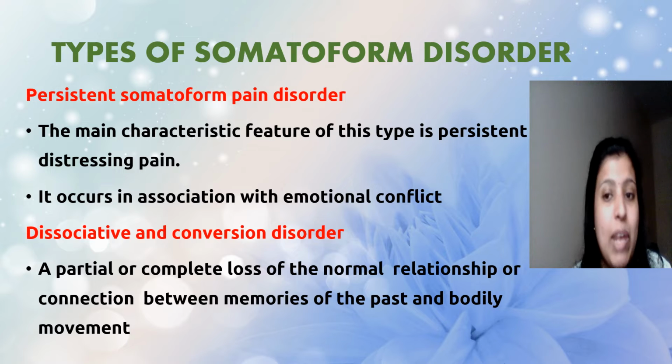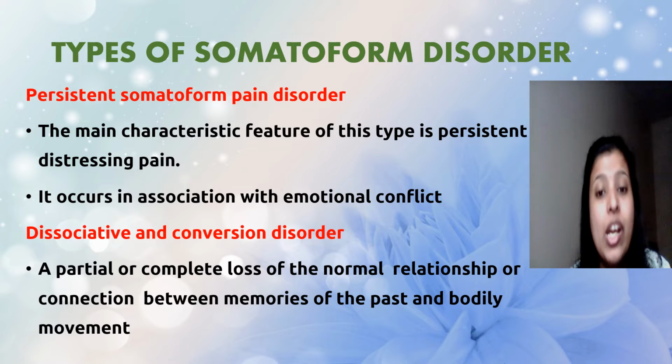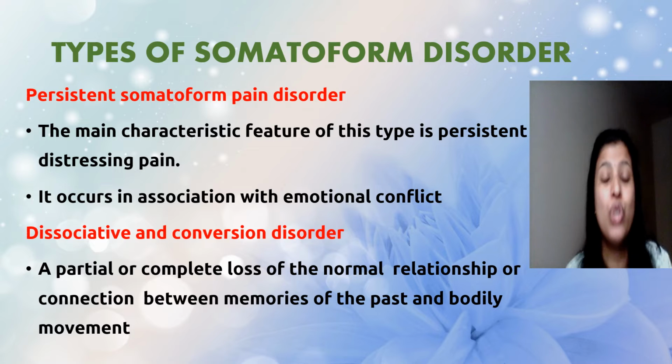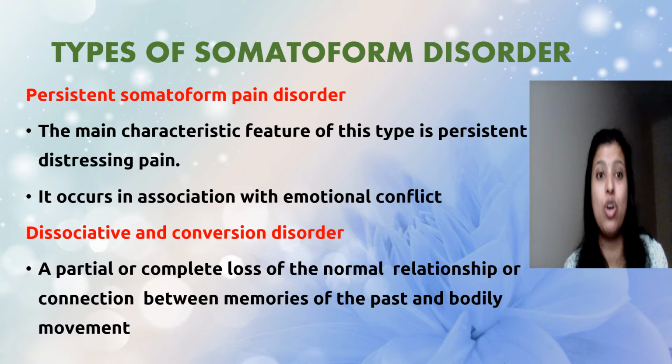The second type of somatoform disorder is dissociative and conversion disorder. Under dissociation and conversion disorder, a lot of disorders are there that we will discuss in future videos. So what is dissociation and conversion disorder? It means a partial or complete loss of the normal relationship or connection between memories of the past and bodily movement. You will lose the normal control or connection between your body and your experiences.